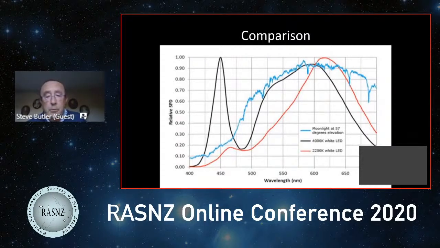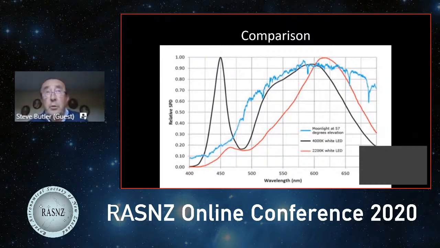The pale or the blue line through there is moonlight. So it doesn't have that blue peak. It's broadly spaced around the green, yellow, orange, red part of the spectrum.